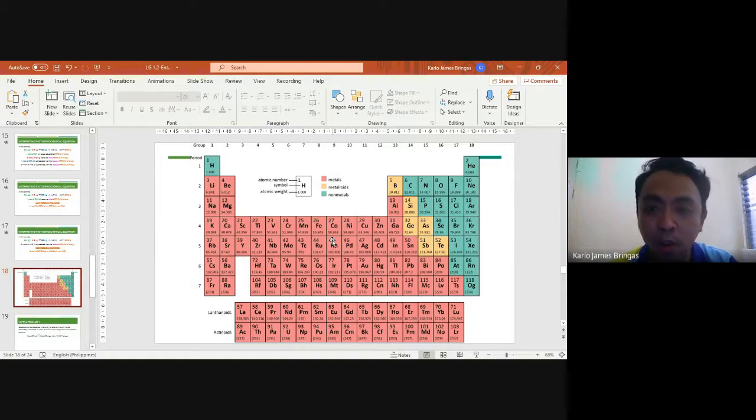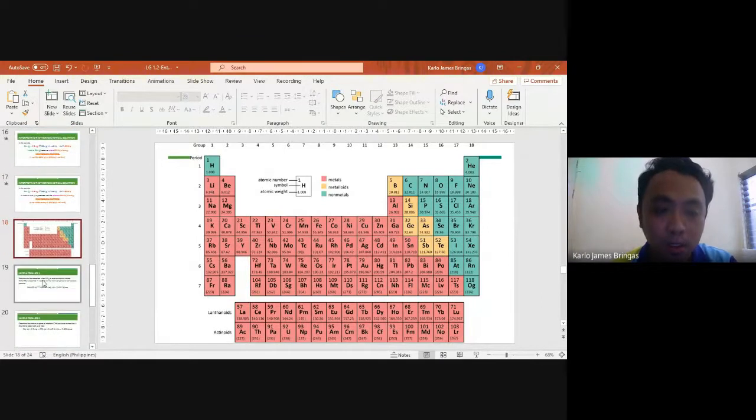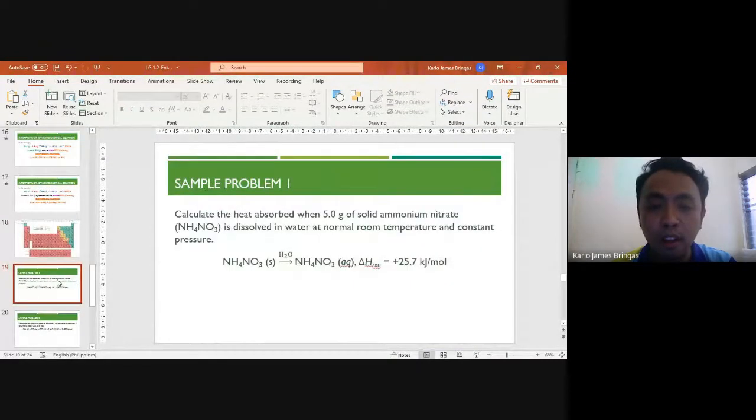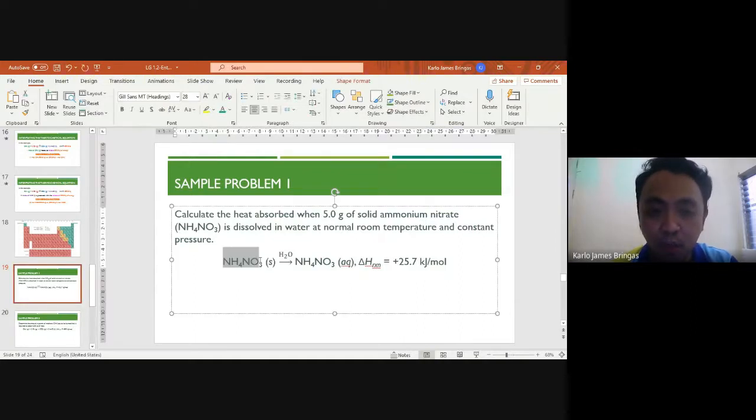So you have in here a copy of the periodic table. I'll just give you a copy of this one so that we're gonna be using the same periodic table throughout. So using this one, let's try to answer sample problem number 1. So can I please ask a volunteer to read for the class the question? Just a question lang. Never mind muna itong equation sa baba.